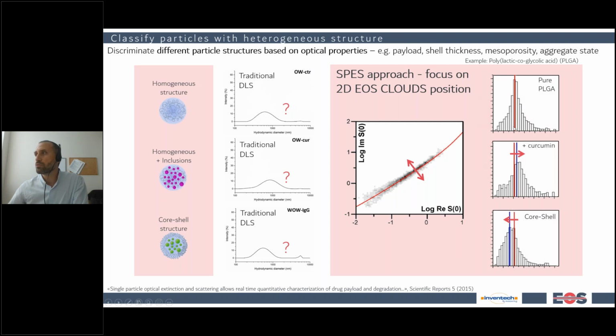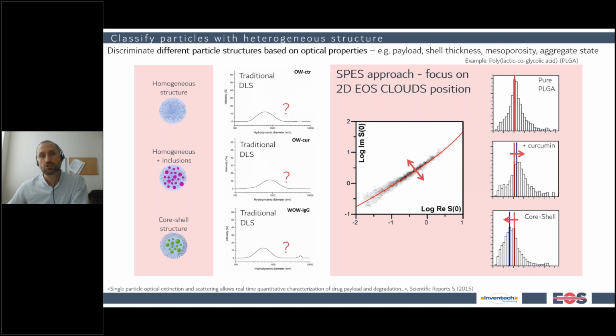So we are able to measure the pure PLGA and appreciate in a quantitative way the difference of the pure PLGA with respect to the emulsion of PLGA with curcumin, or the double emulsion with the liquid core, so the core-shell structure. And this can be retrieved by judging the position of the barycentrum of the two-dimensional distribution in our map, changing the structure of the particles.